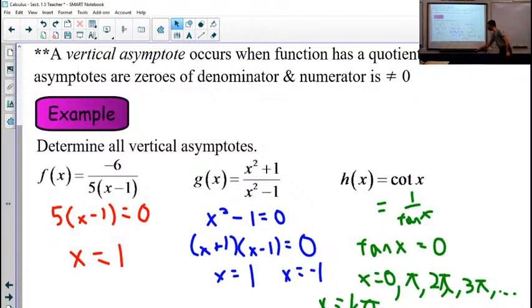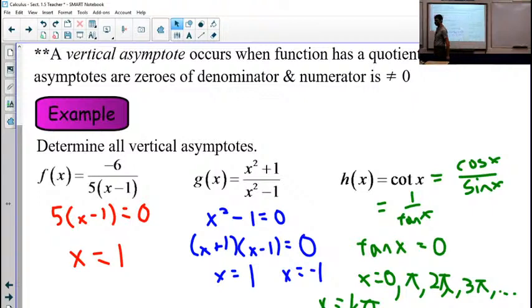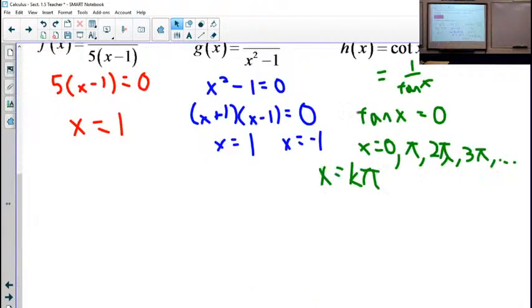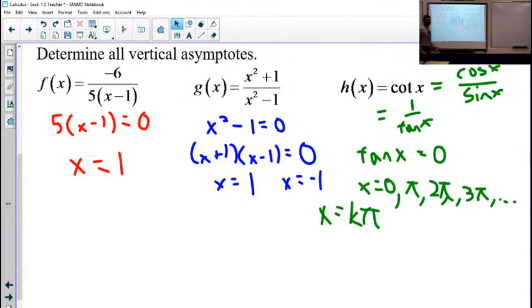Another way you can think of it, if you prefer, is that this is the same as cosine of x over sine of x. So if it's easier for you to think about where sine is zero, you can do it that way too. It's at the same places. So that's the idea of the vertical asymptotes. Denominator is zero, numerator isn't.